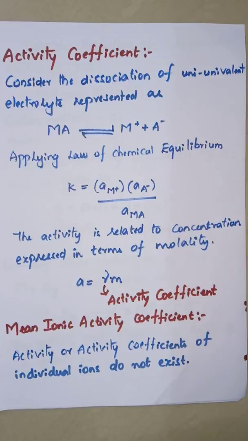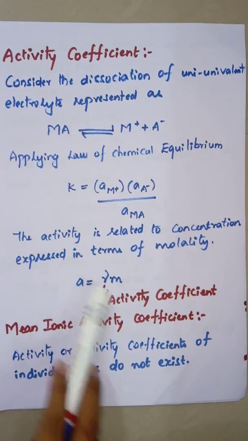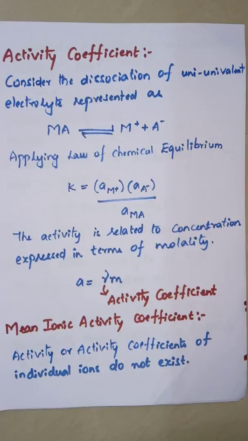So what is activity? Activity is related to concentration only, but it is expressed in terms of molality. So a equals gamma m is the activity which I have written here. A equals gamma m, right? What is gamma? Gamma is your activity coefficient. So that's what the heading says, activity coefficient. How do you write the activity for an equation?